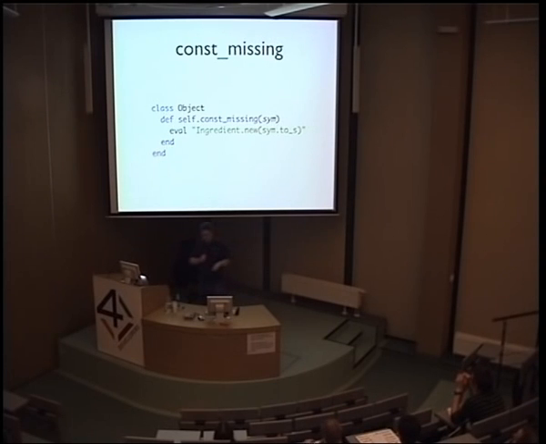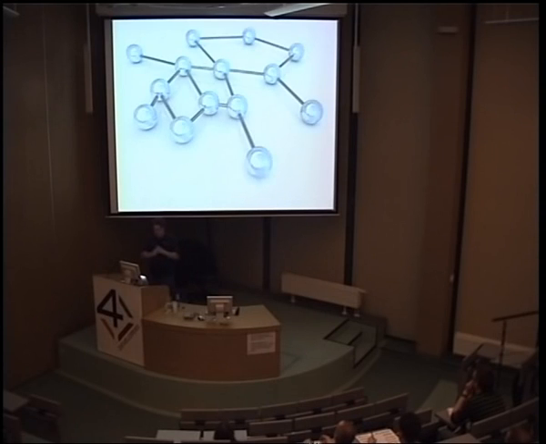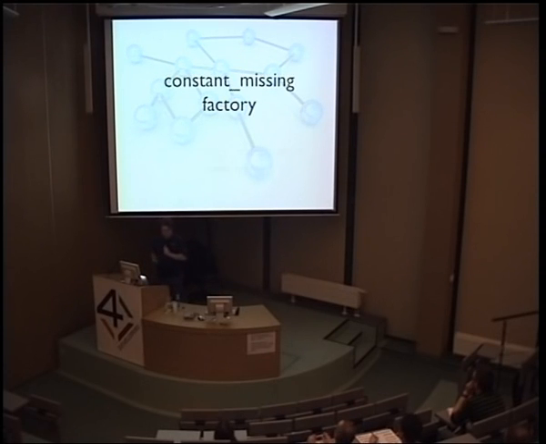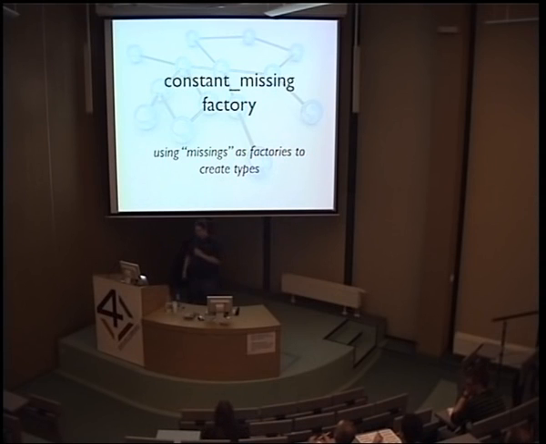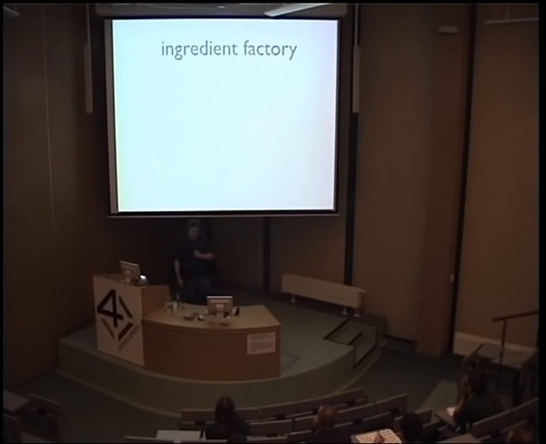This takes in a symbol, and then it just basically says create a new ingredient based on that symbol. And this is another pattern in Ruby, constant missing factory. Use constant missing as a factory to create types as needed so that you can use uppercase letters as the first character and then let the constant missing factory solve that problem for you. But there's a problem.